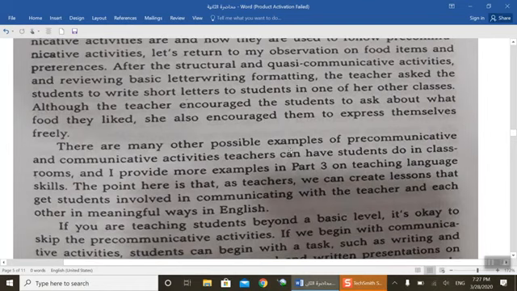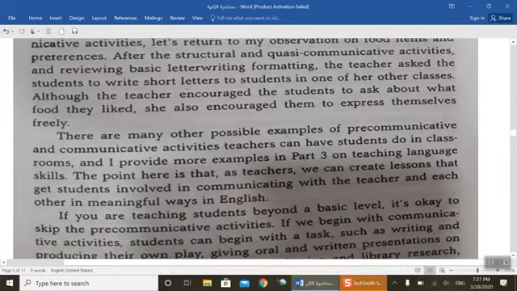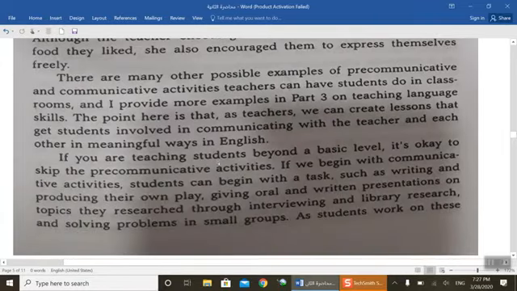There are many other possible examples of pre-communicative and communicative activities teachers can have students do in classrooms, and I provide more examples in part 3. If you are teaching students beyond the basic level, it's okay to leave out the pre-communicative activity. So it is according to the teacher.